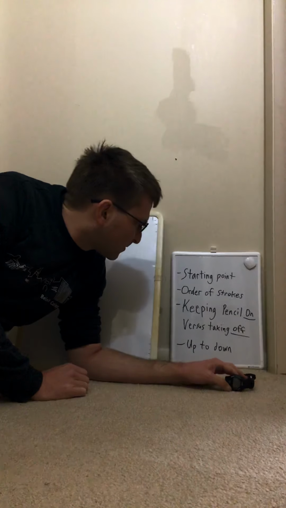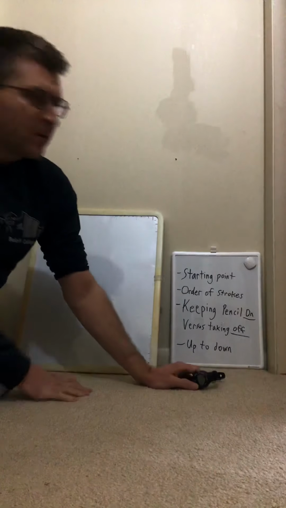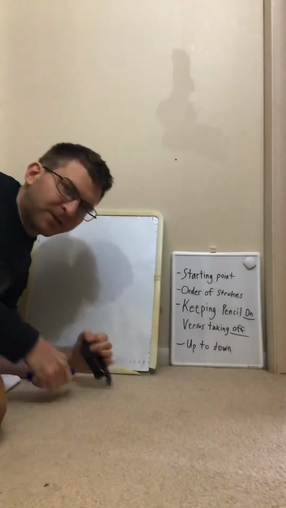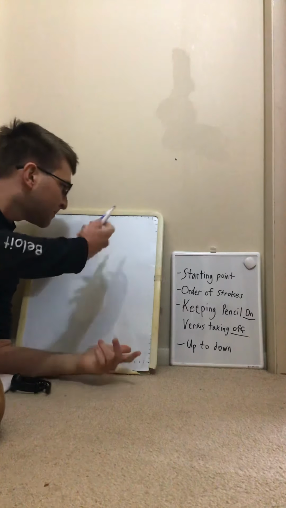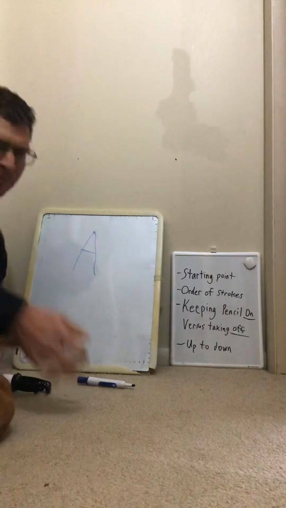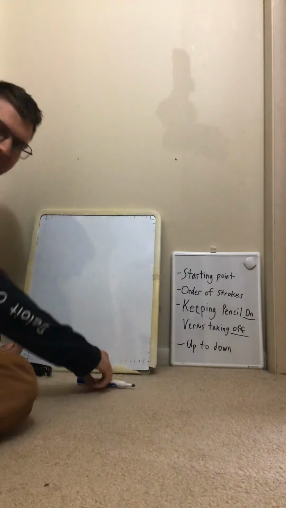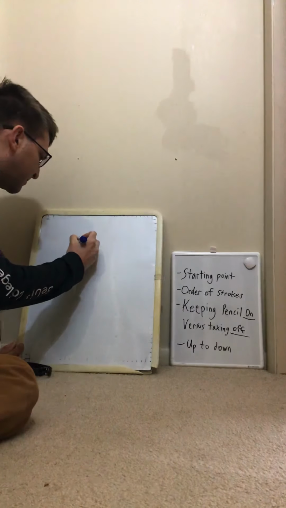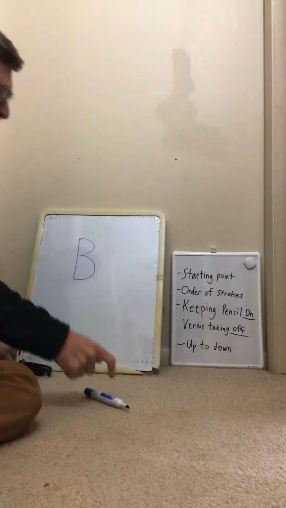So for handwriting, I'm going to talk about a few things. One is starting point. That's simply where do you start the letter, or where do you start the number? For an A, it starts up here. For a B, it starts kind of over to the side. That's what I mean by starting point.